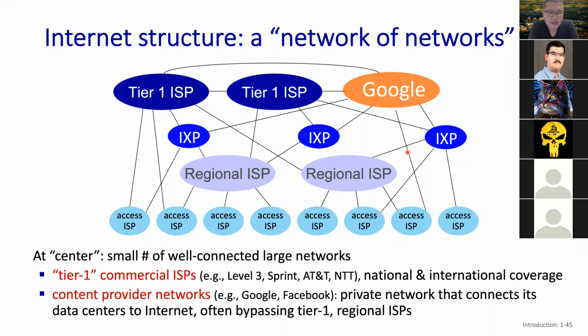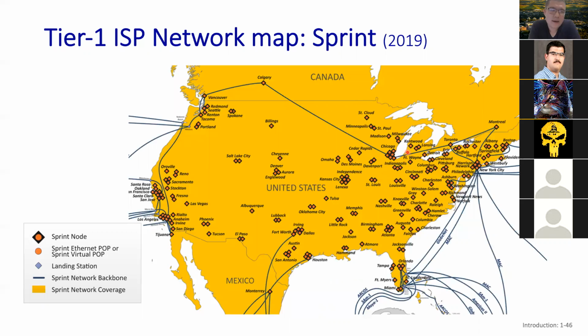Okay, so at the center is a small number of well-connected large networks. These are tier 1 commercial ISPs like Sprint, AT&T, NTT, right? With national and international coverage. And we also have some content providers, just as I mentioned. Okay. So this figure gives you most of the idea of how the internet is composed, right? Okay, so here is a picture of a tier 1 ISP network. This is a map of Sprint.